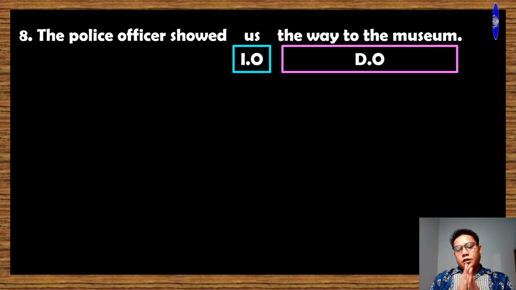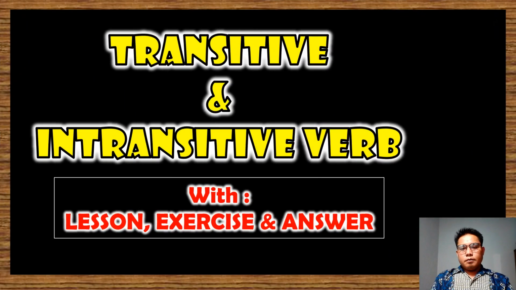So that's how you can identify the subject of the sentence, the direct object, and the indirect object. Well, our next topic of discussion is transitive and intransitive verbs. See you, ta-ta.